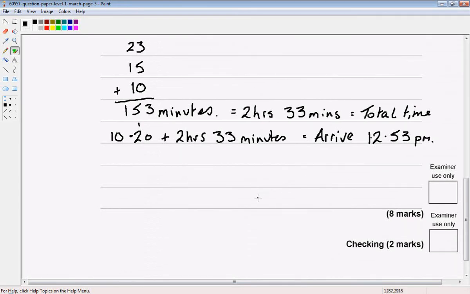Okay, so the final part of this question, honestly we've almost finished this question now. We've now calculated that he would arrive at 12:53. Now he wants to be there at 1 o'clock. Now I don't know about you, but I think 7 minutes is leaving it quite tight.